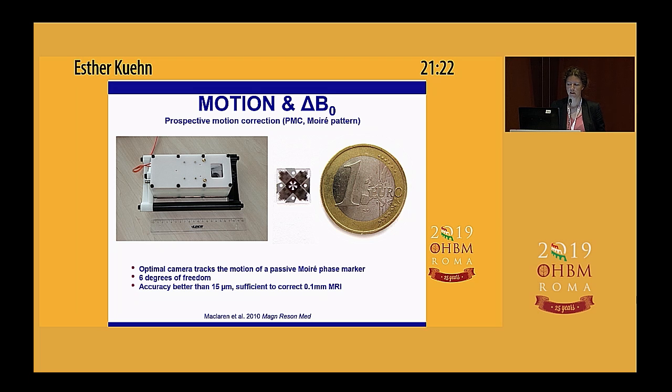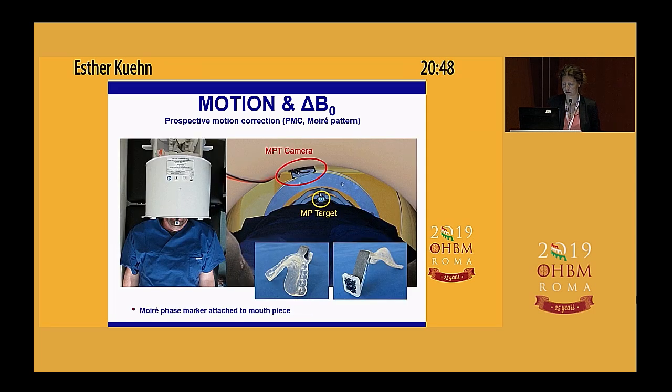And one possibility that you have to correct for those kind of motion effects, some of those motion artifacts, is to use prospective motion technologies. Again, as before, this is a technology that has to be implemented into the MR environment, so you don't apply it post hoc, but you have to really build it into the system. And this PMC correction technique is composed of an optical camera with included lighting that tracks the motion of a passive Moiré phase tracker. This is a very small device, and this is actually how it looks in the system.